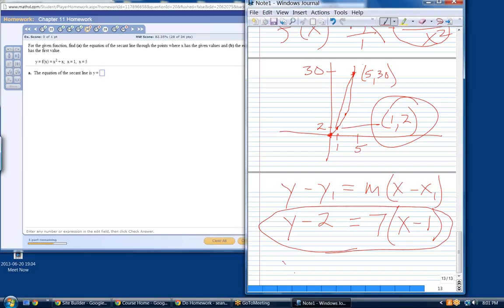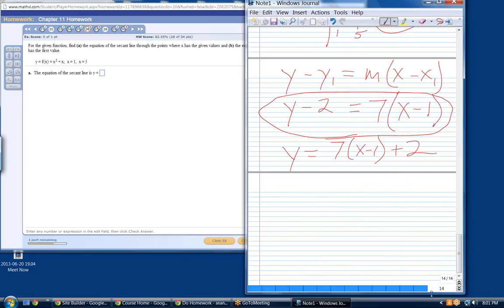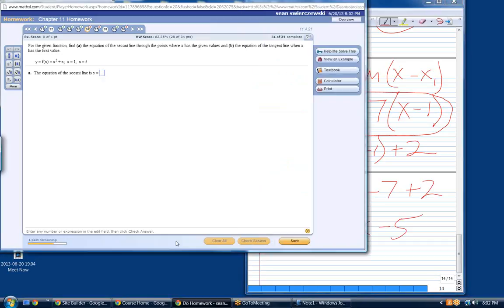Since they want y equals, can I give it like that, or should I simplify it? I would say simplify it myself. Simplify it, yeah. We got 7x minus 7 plus 2, which is 7x minus 5. Can I use the letter x? Yeah. Minus 5. That's the equation of the secant line.